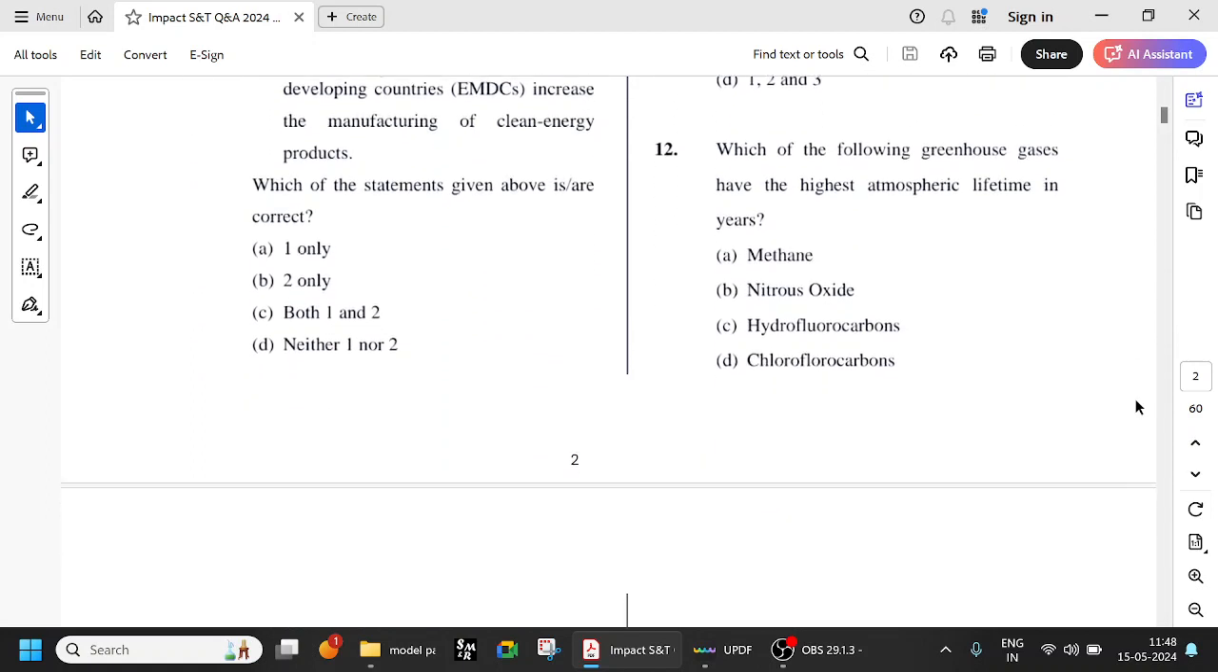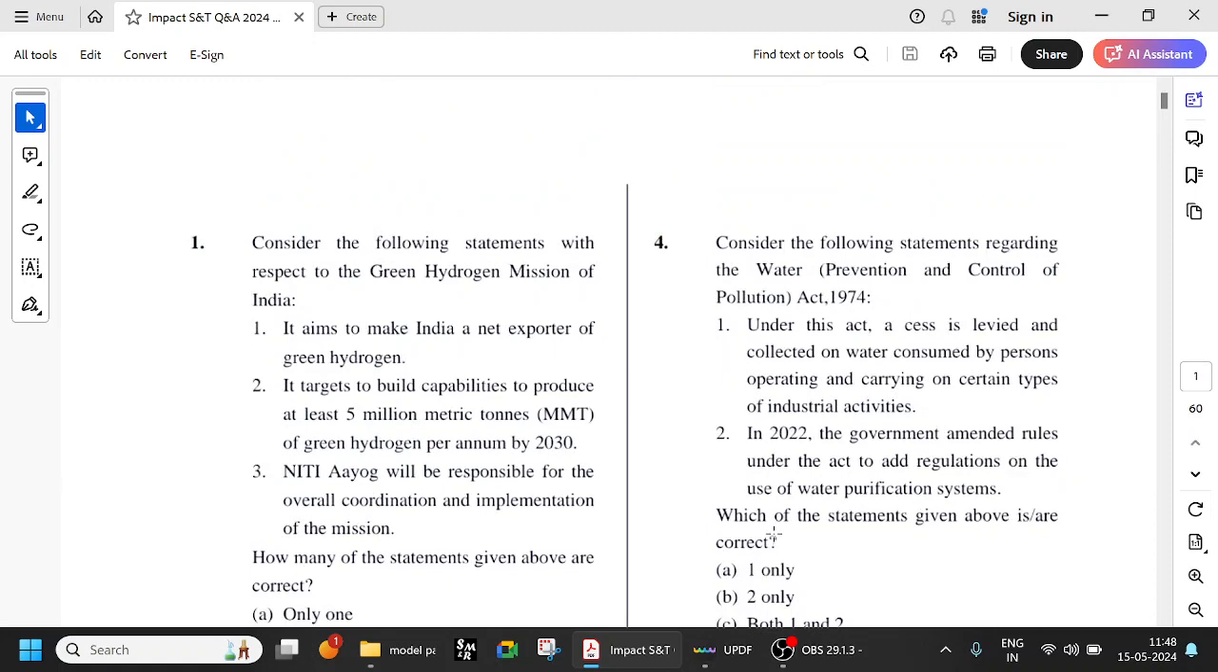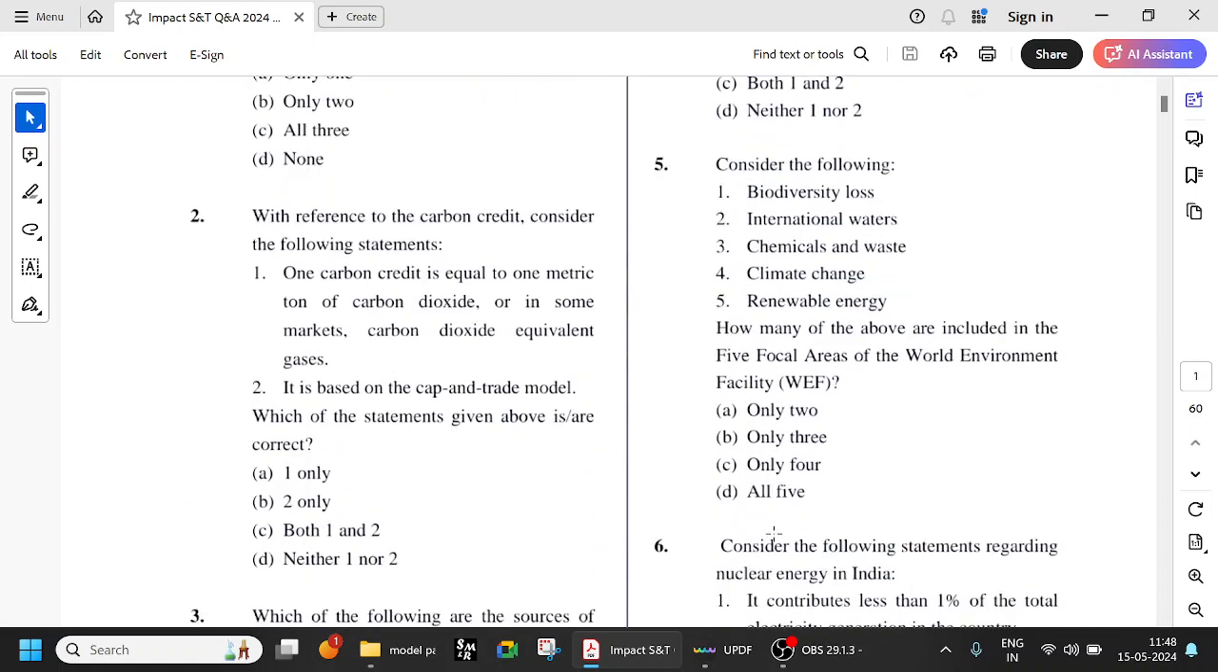So which of the following greenhouse gases have the highest atmospheric lifetime in years? Regarding the greenhouse gases, we've already seen which are more potent, capable of holding more heat and all those things, right? We have taken carbon dioxide as a unit, followed by methane, nitrous oxide, and then, we've seen what is that? Let us go back quickly.